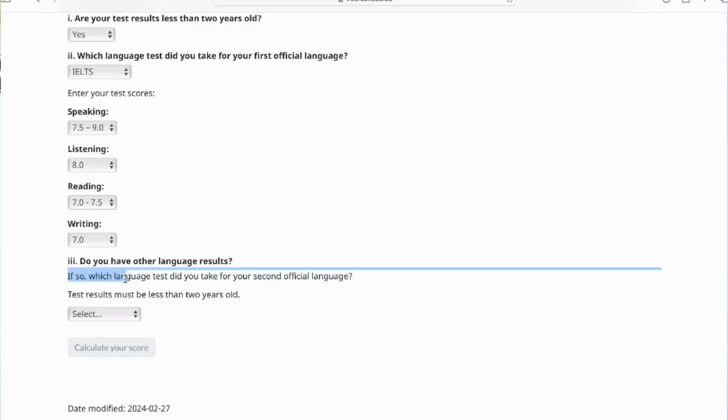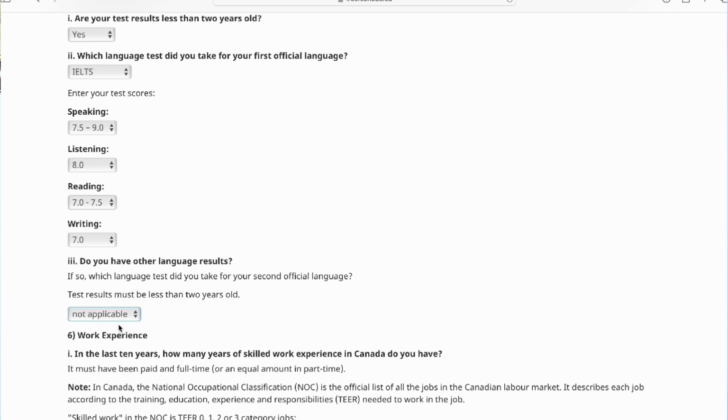So the next one is, do you have other language tests, which I don't have? This is where, if you need to, you can take French to boost your score. Or when we applied, I don't have. Yeah. So the next thing is work experience: in the last 10 years, how many years of skilled work experience in Canada do you have? I've not worked in Canada before, I was in Nigeria then. So I picked none or less than a year.